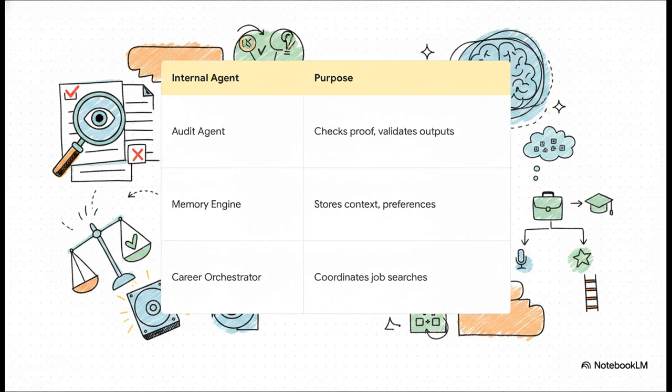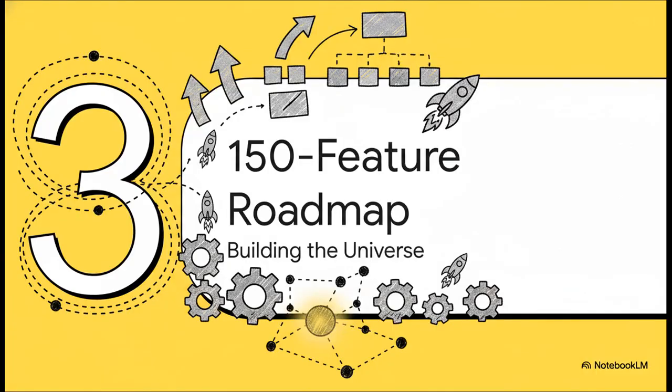By keeping these agents strictly specialized with a highly defined division of labor, no single AI model gets overwhelmed trying to do everything at once. Look, you wouldn't ask your HR director to write your code base, right? Well, the ACC doesn't ask the memory engine to apply for jobs either. Let's hit Section 3, the 150-feature roadmap.